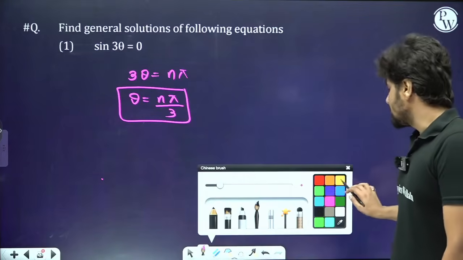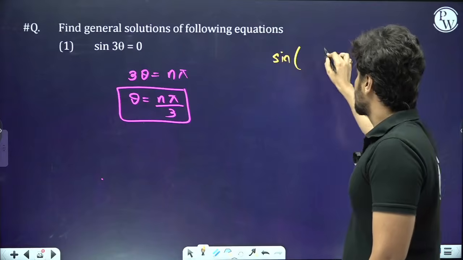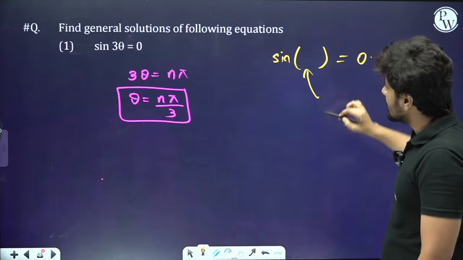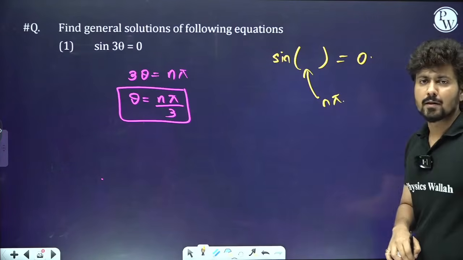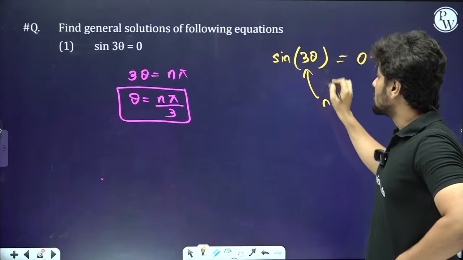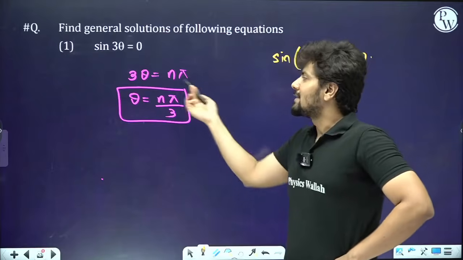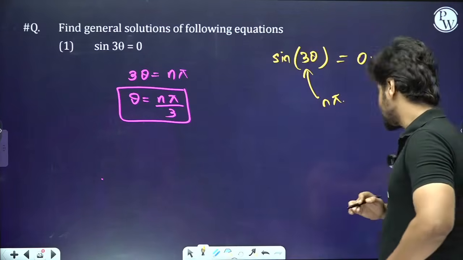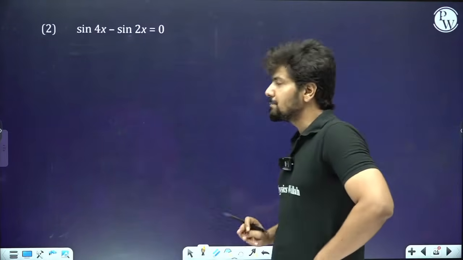See guys, all of us know that sine of something is 0 when the input inside is an integral multiple of pi. And here, as we can see in this equation, the input is 3 theta. So 3 theta will be an integral multiple of pi. So 3 theta is equal to n pi, theta is equal to n pi by 3. I hope this is clear to all of you. Okay, let's move ahead to the next question.